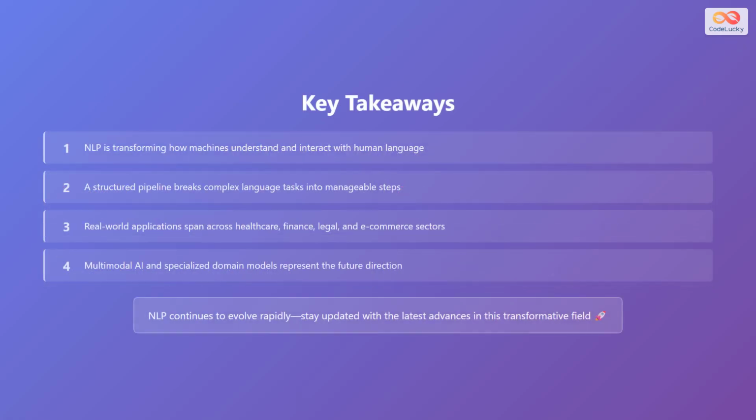Let's recap what we've learned. First, NLP is fundamentally transforming how machines understand and interact with human language. Second, every NLP system works through a structured pipeline that breaks complex language tasks into manageable steps. Third, real-world applications of NLP span across healthcare, finance, legal, e-commerce, and many other sectors. And fourth, the future of NLP lies in multimodal AI systems and specialized domain models tailored for specific industries. NLP continues to evolve rapidly, so stay updated with the latest advances in this transformative field.